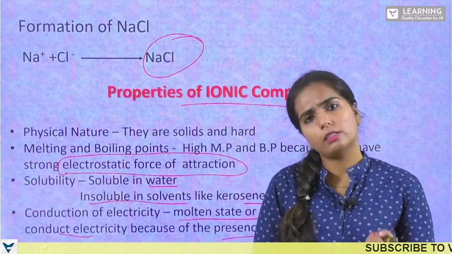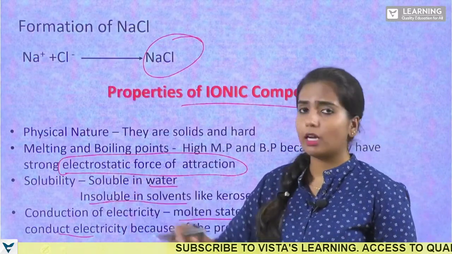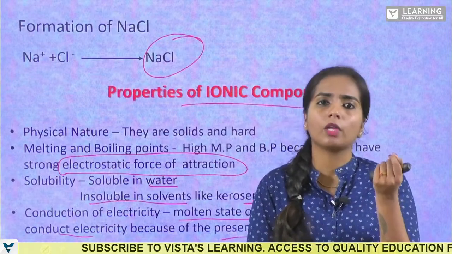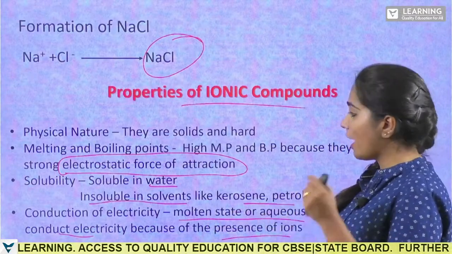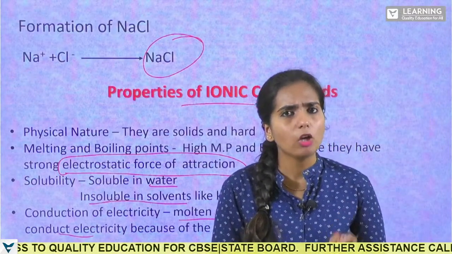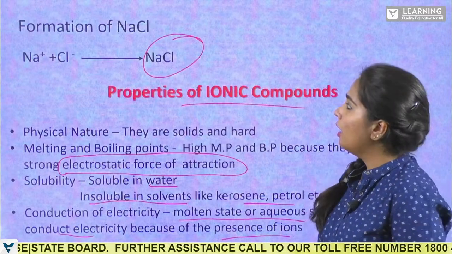Okay. This is also one of the possible types of question that can be asked: explain the conduction of electricity in ionic compounds. That time you have to write that the molten state or aqueous state can conduct electricity because they will have the presence of ions, right?